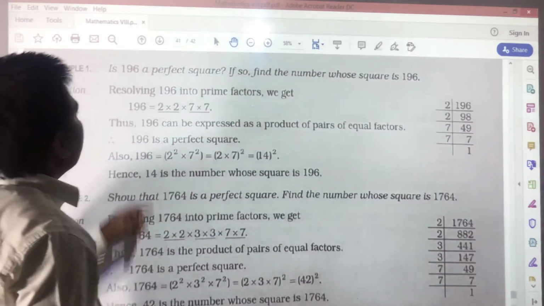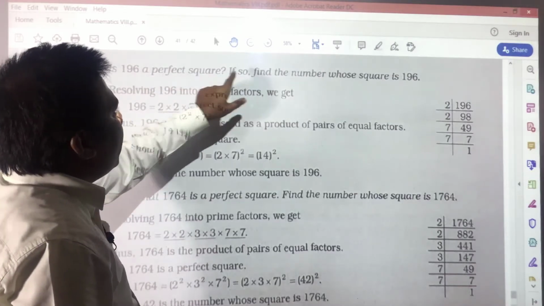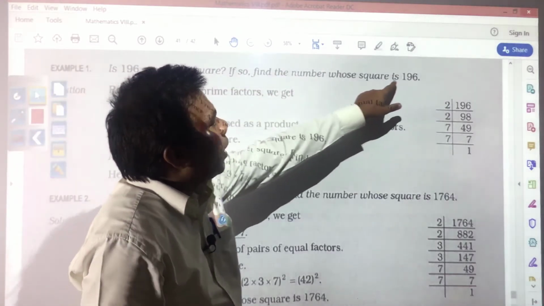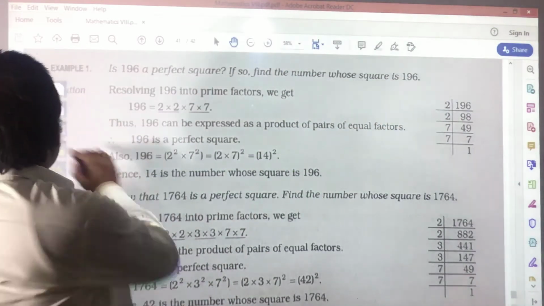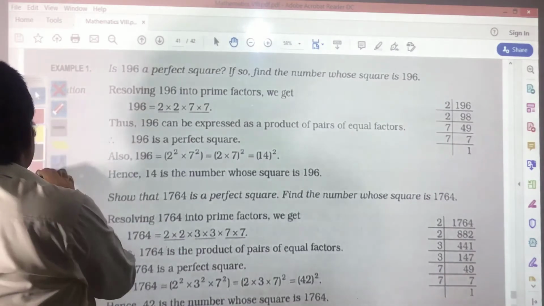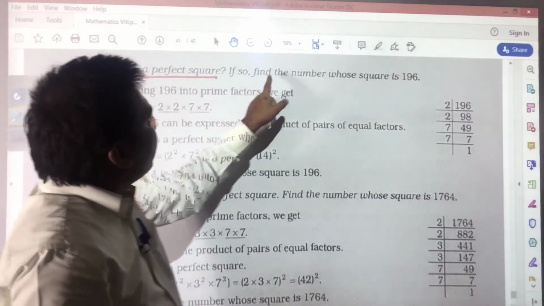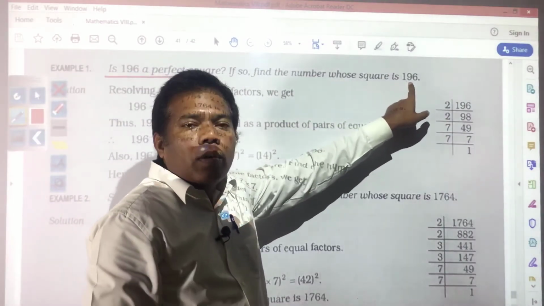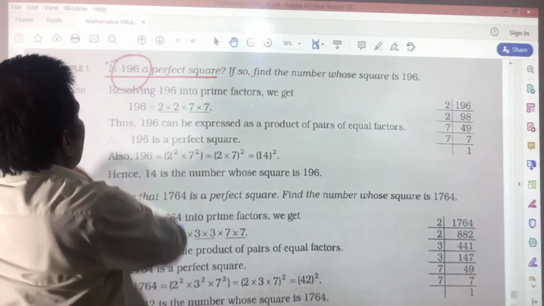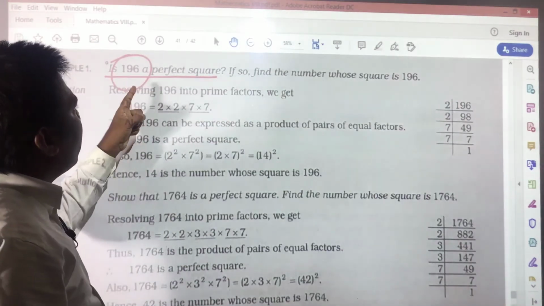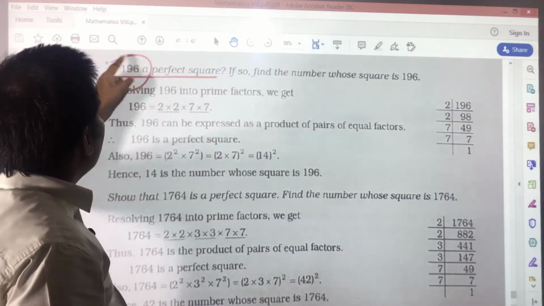First example you see: is 196 a perfect square? If so, find the number whose square is 196. So, first of all you need to find out, is it a perfect square? And if it is a perfect square, find the number whose square is 196. To know whether the number is a perfect square or not, we need to do prime factorization. Already you have learned prime factorization.